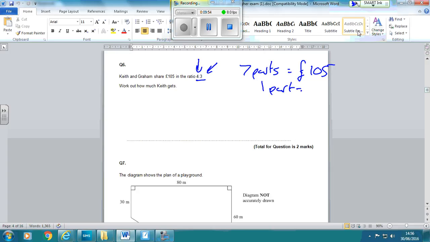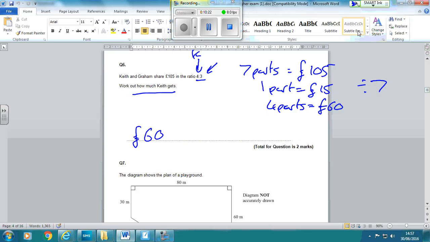So if 7 parts are 105, divide through by 7. So 105 divided by 7 is 15. So 1 part equals £15. And we want to know how much Keith gets. Now Keith, well, this bit here, so he gets 4 parts. So if 1 part is 15, 4 parts equals £60. So we say that Keith gets £60.